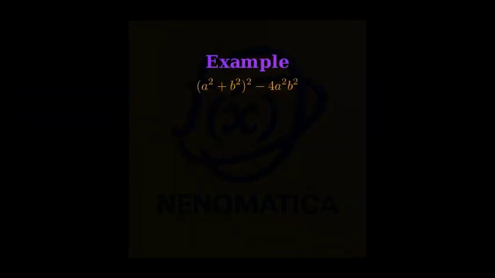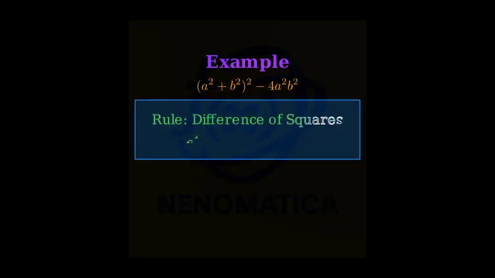We have the expression (a squared plus b squared) squared minus 4a squared b squared. For our first step, we'll recognize that this expression has a special form. It looks like a difference of squares. If we let capital A equal a squared plus b squared, and capital B equal 2ab, then our expression becomes A squared minus B squared.